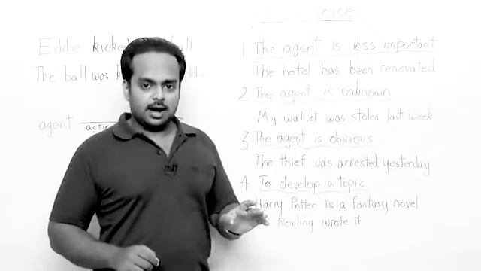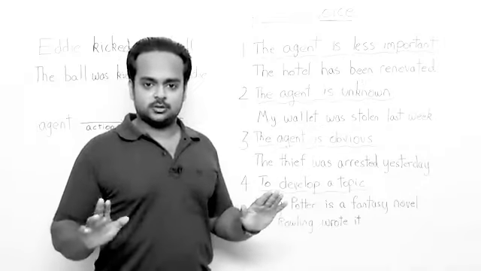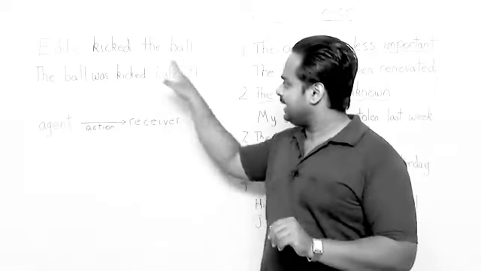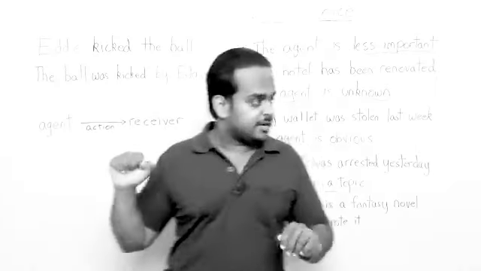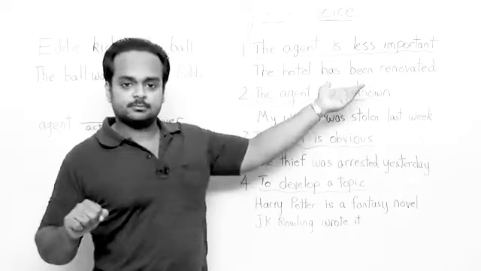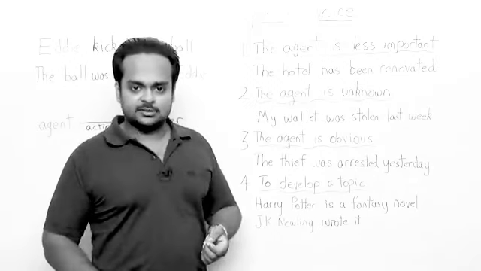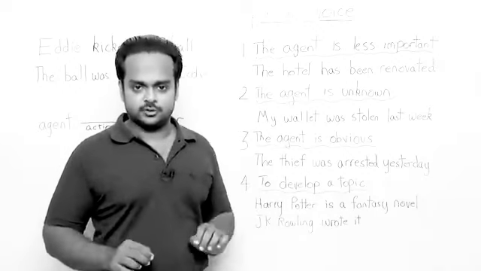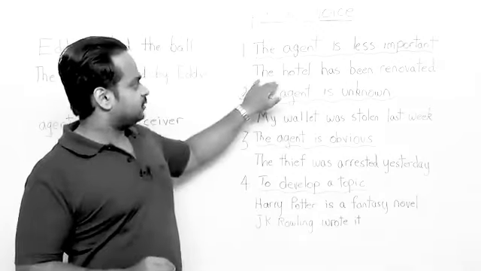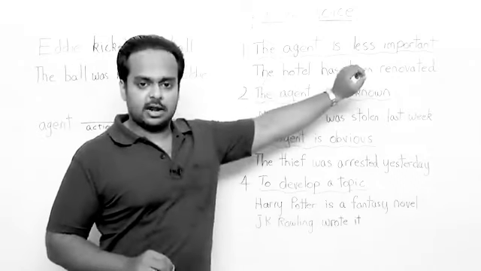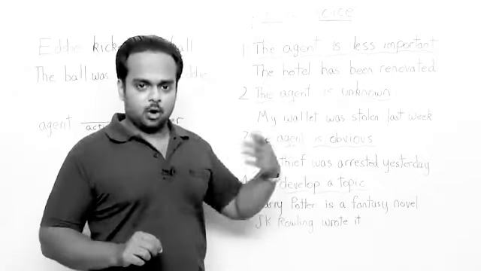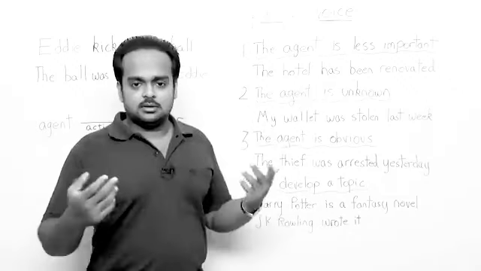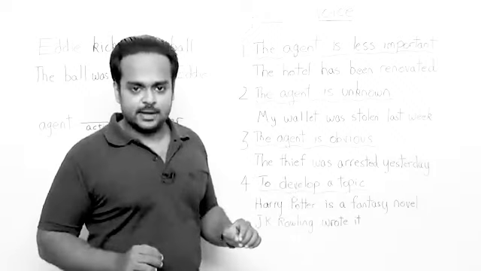Now notice here, there is no mention of the agent. In our original sentence, we said the ball was kicked by Eddie. We mentioned the agent. But here, there's no agent. And that is the advantage in the passive voice. If you are not interested in the agent, you can leave out the agent. All right, so our final sentence is the hotel has been renovated. Now we could say the hotel has been renovated by them, but that would really not be necessary because we're not interested in that information.